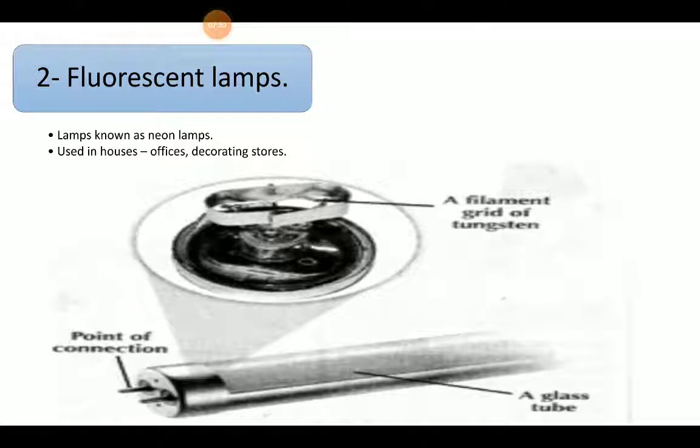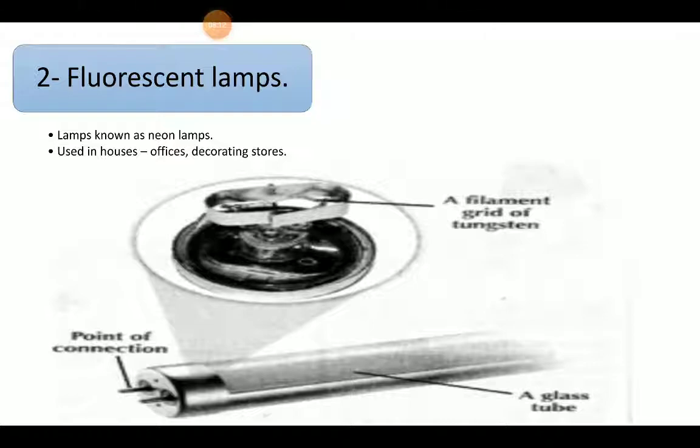Before moving to the fluorescent lamp, which is the second type of electric bulb or electric lamp, can you tell me what is the name of the structure in the light bulb that is made of tungsten? It is the filament. What is the inert gas that fills up the glass bulb of the lamp? It is argon gas.